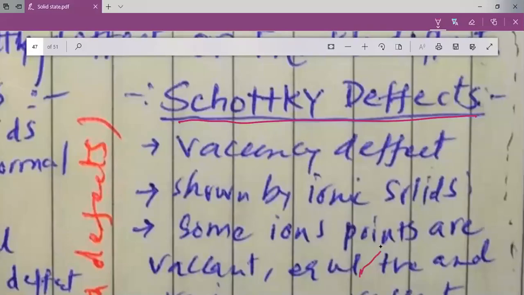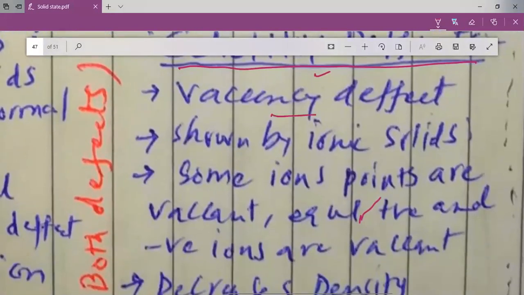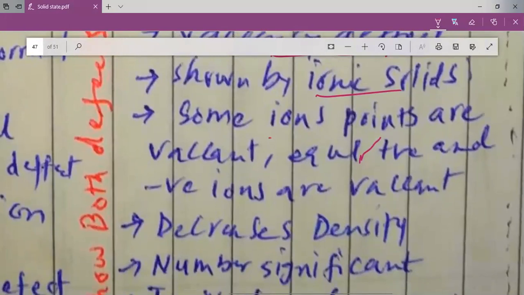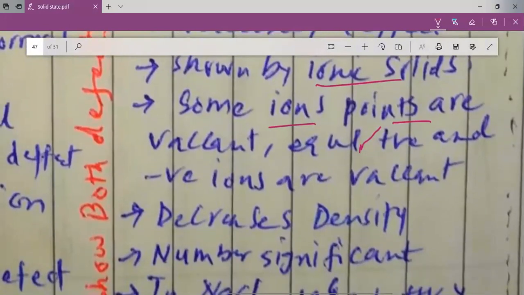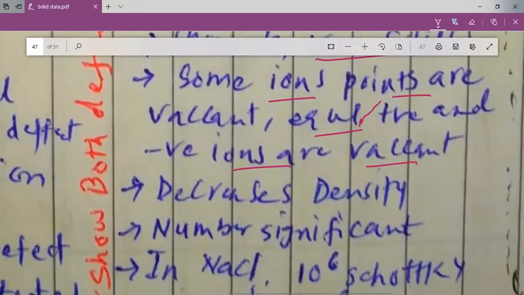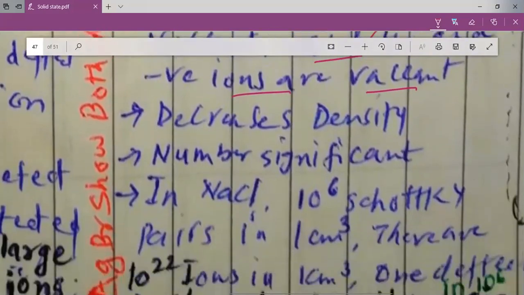So, dear students, let's study the Schottky effects. See, this Schottky effect is actually a vacancy defect. This Schottky effect is shown by the ionic solids. So, some ions or points are vacant. Equal positive and negative ions are vacant. So, in this case, equal number of positive and negative ions are vacant.